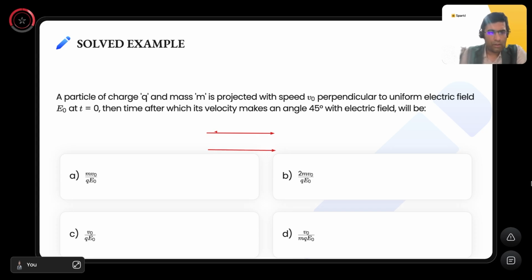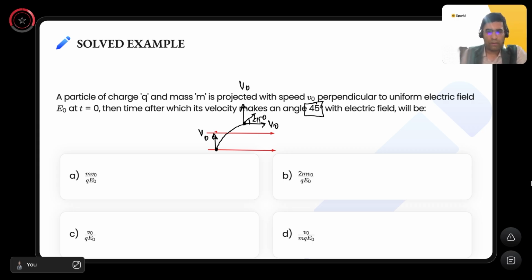and our charge is projected perpendicular to the field with speed v naught. All right. Now when it is projected perpendicular, it will do some parabolic motion, and we are asked to find the time after which its velocity will make an angle of 45 degrees with the electric field. The velocity will make an angle of 45 with the electric field when both the horizontal velocity and the vertical velocity become equal to v naught. Then only it will be making an angle of 45 degrees with the direction of the electric field.